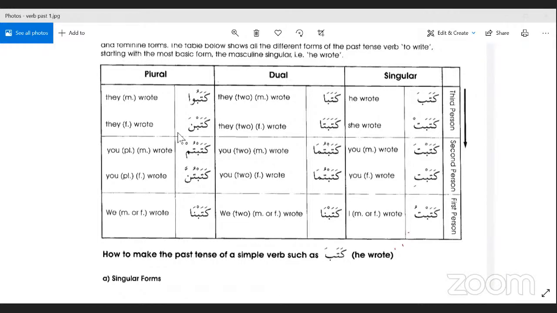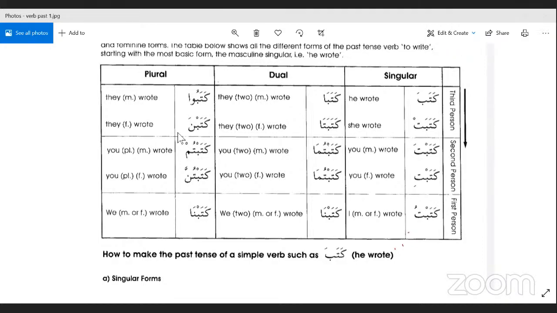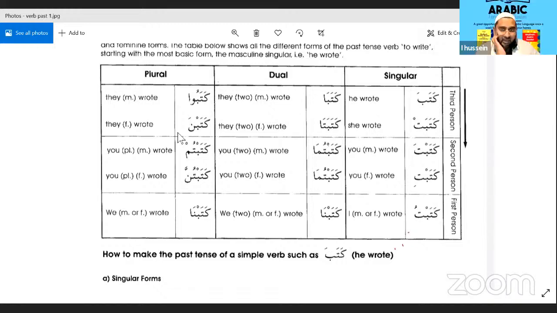Which verb? I'm going to give you the verb qara'a. Qara'a means he read, with a hamza at the end. Qara'a, qara'u, qara'at, qara'ata, qara'na, qara'ta, qara'tuma, qara'tum, qara'ti, qara'tuma, qara'tunna, qara'tu, qara'na. Excellent. Jazakallah, that was brilliant.